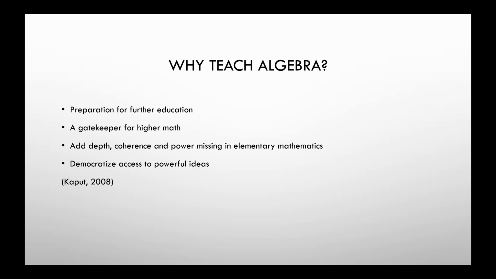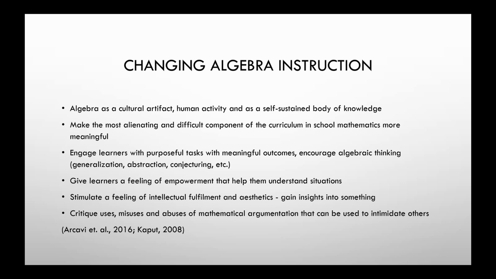So Kaput, who unfortunately passed away very early, at the peak of his work, was very, very vociferous about democratizing access to these powerful ideas and not keeping them to the privileged. And especially in the US context, when streams get divided by arithmetic and commercial arithmetic, and algebra is a privileged stream that you can choose from grade 7 onwards. So we need to change algebra instruction.